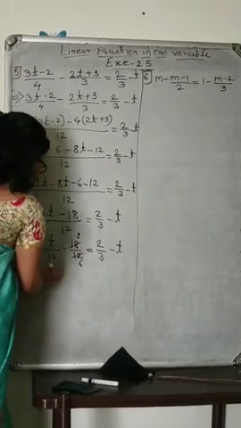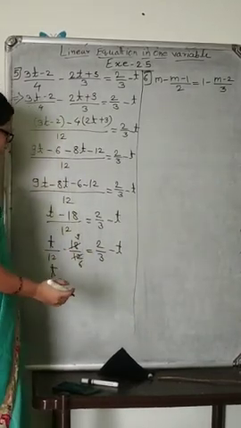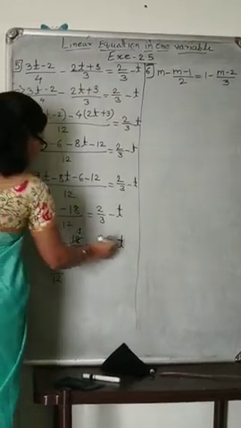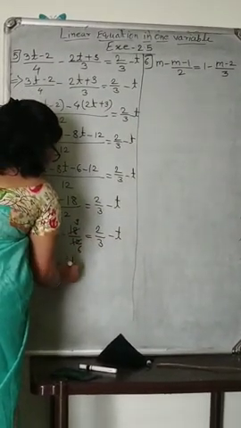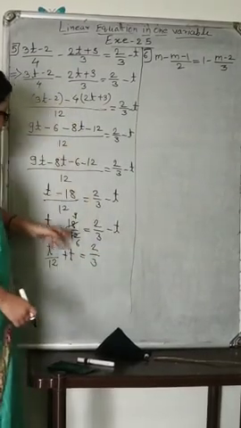Then what is remaining? t by 12 and these numbers; now variable one side, number one side we will take. Here minus t is there, here will come plus t is equals to 2 by 3, and here it is remaining 9 by 6.